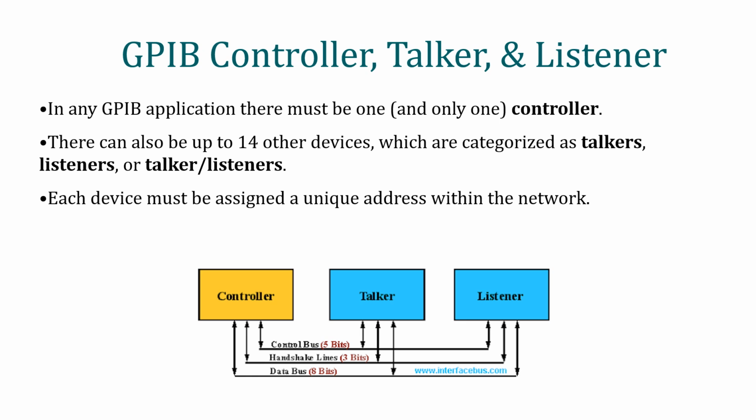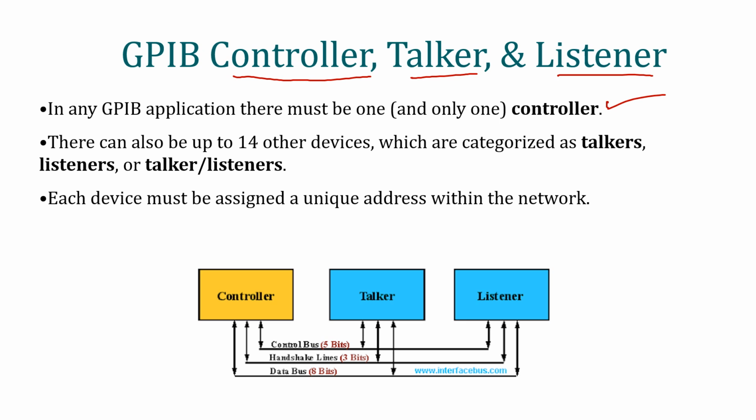If we talk about the architecture within the GPIB, there are three terms which you should be aware of. The first one is GPIB controller, second is talker, and the third one is listener. So we'll start with the first one, which is more important. Whatever application is being controlled by the controller, the GPIB controller decides which particular device out of the available devices connected with it will work like a talker or work like a listener.